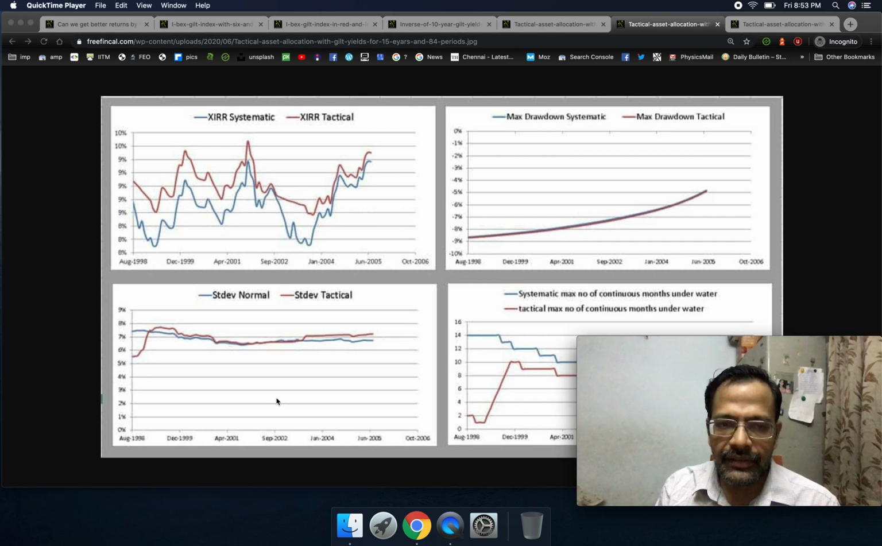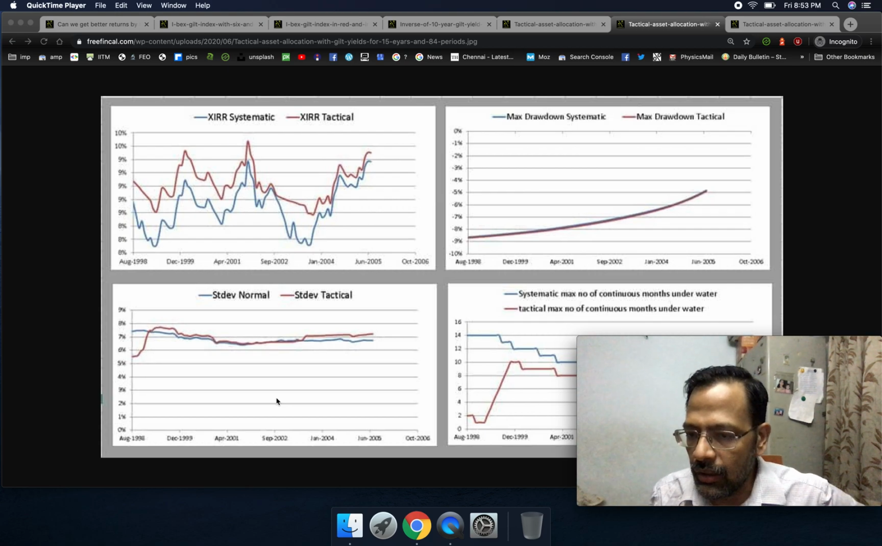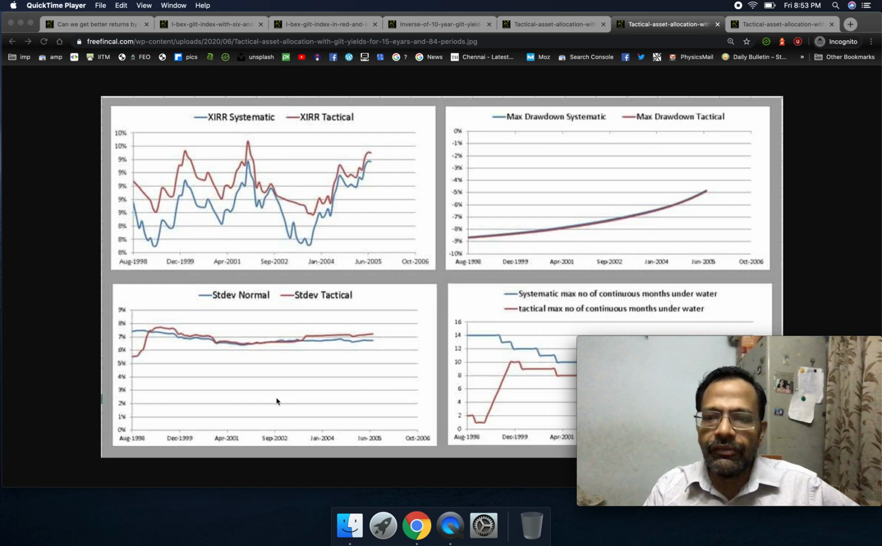So using both moving averages and the combination of the bond PE, that is, you buy gilts when bond PE is greater than both 6 and 12-month averages, and you sell gilts when it is less than both 6 and 12-month averages, that gives you the best mix of return enhancement and risk reduction. So it's definitely possible to do it.